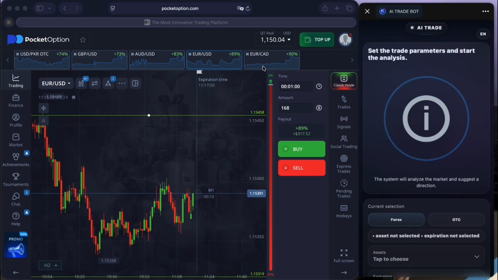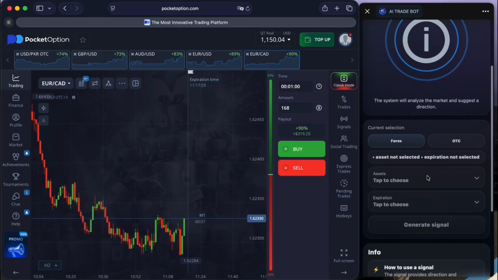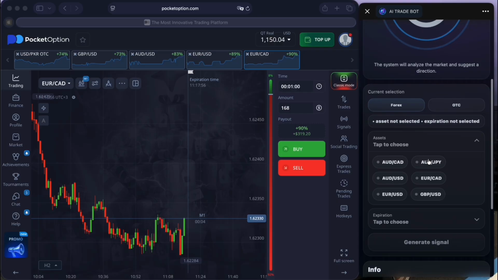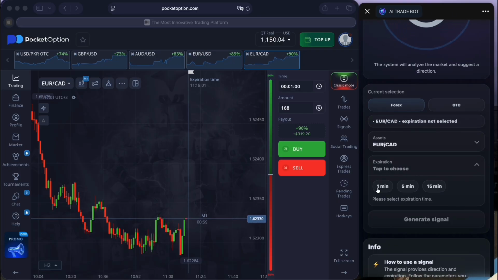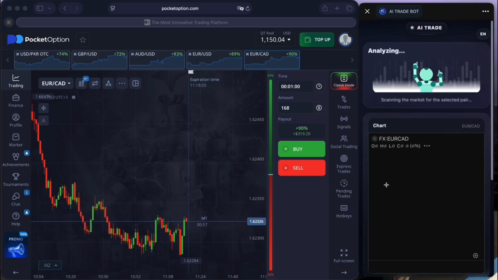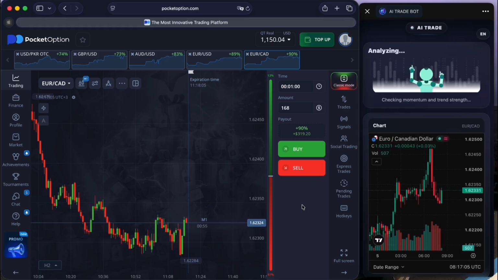I'm switching to the Euro-Canadian dollar. Let's show you the full power of this tool. Without technical analysis, we will open this asset, Euro-Canadian dollar, on our screens. I add this currency pair, set the expiration time to 1 minute, and immediately request the next signal.